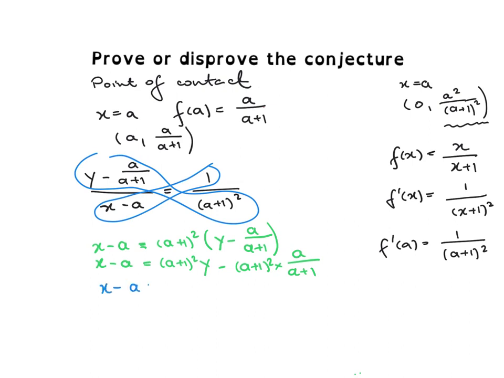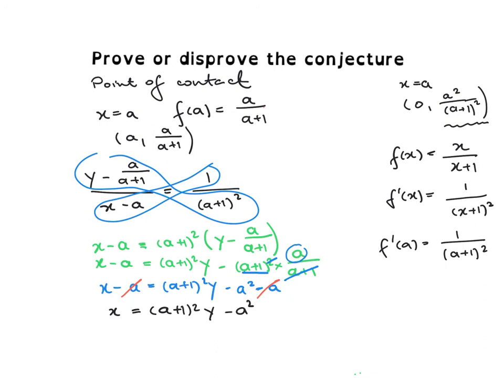Next step is to see if we can simplify anything, so we can cross out this one and this one. If I expand this part by multiplying by a, it gives us negative a to the power of 2 and then take away a. Before we move on to the next line, we have negative a on both sides, so we can cancel those out. Then x is equal to (a plus 1) to the power of 2 times y, take away a to the power of 2.